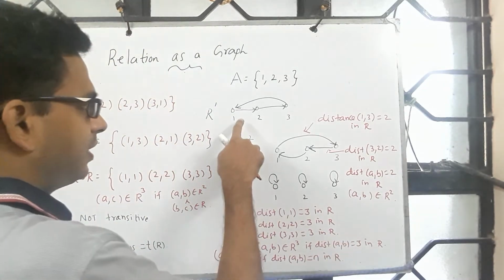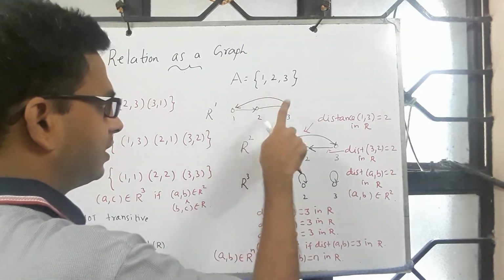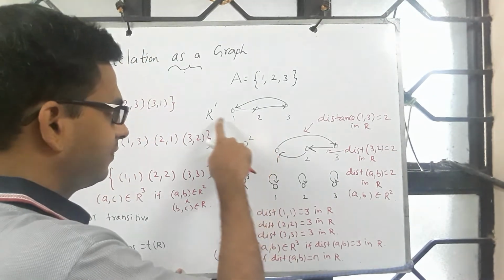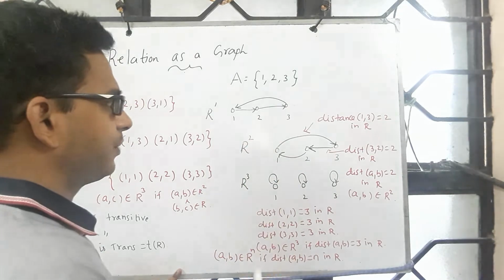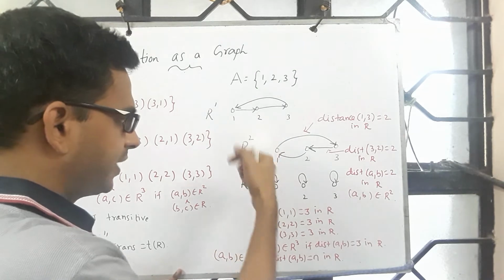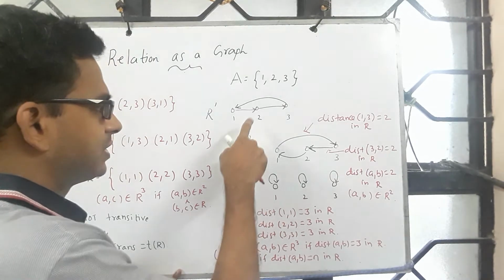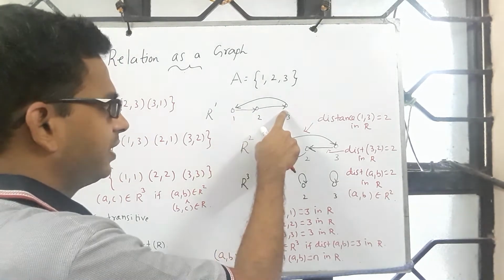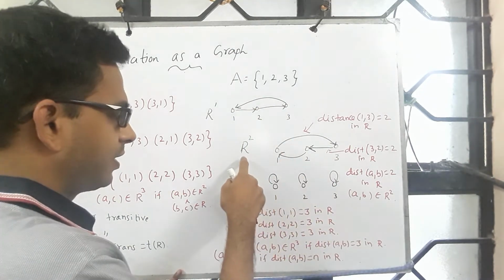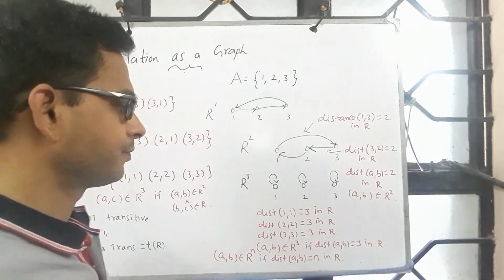If it is R power 1, distance is 1. 1, 2, distance is 1. 2, 3, distance is 1. 3, 1, distance is 1. Wherever there is no arc, the distance is undefined with respect to R1. In subsequent ones, you get it. I mean, there is no direct edge, but you get the distance when you go to R square, R cube, and so on. Which means, for example, for 1 and 3, the distance is not 1. Distance is more than 1. And you may see that in R square, or if not in R square, you may see it in subsequent iterations.